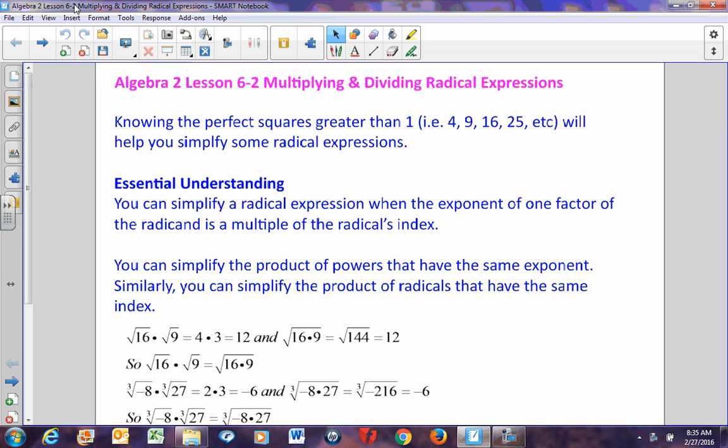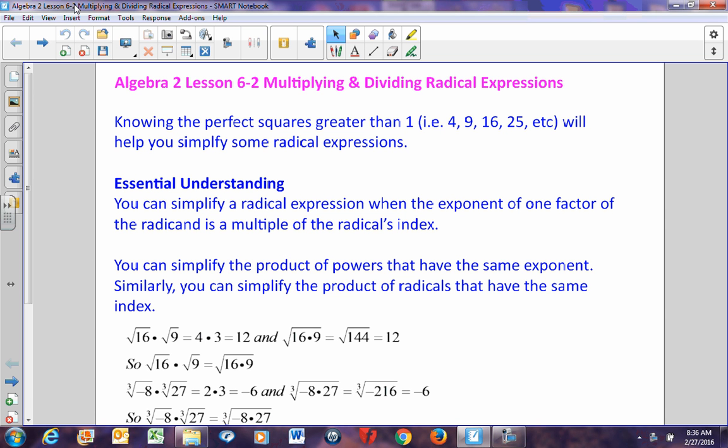This is Algebra 2, Lesson 6-2, Multiplying and Dividing Radical Expressions. In the last lesson, we learned a little bit about radical expressions and how to deal with the fact that if there's an odd index root, when you need to put in absolute values. Today we're going to look at multiplying and dividing radical expressions.